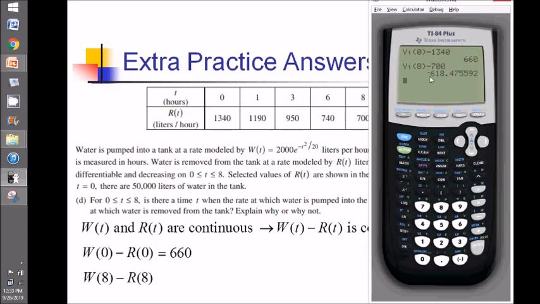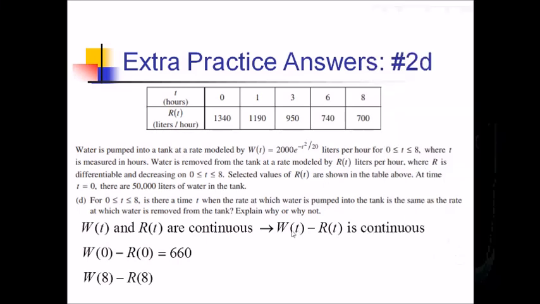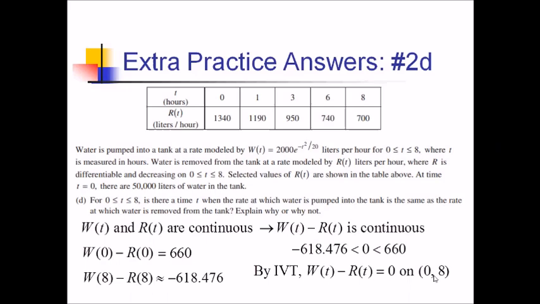Enter. That's negative 618.476. And 0 is clearly between these two numbers. Therefore, by the intermediate value theorem, we are guaranteed that W of t minus R of t must equal 0 somewhere on the interval from 0 to 8.